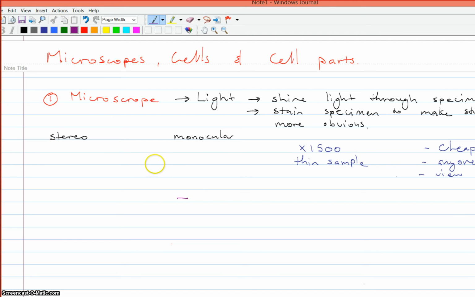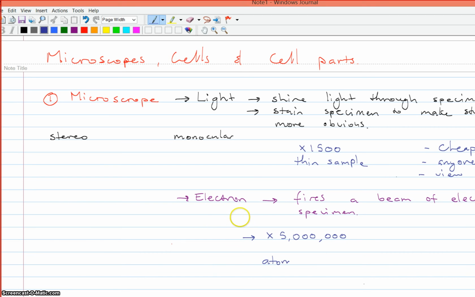The other type of microscope is called an electron microscope. And what an electron microscope does is it fires a beam of electrons at a specimen. Now, because you're firing a beam of electrons at it, you can get down to huge magnifications. You can probably go up to about 5 million magnification, which means you can look at stuff at the atomic scale.